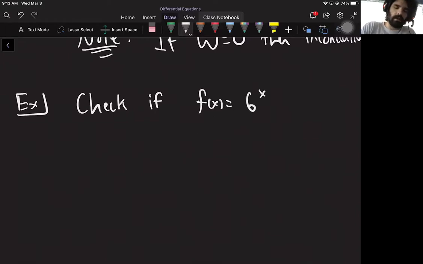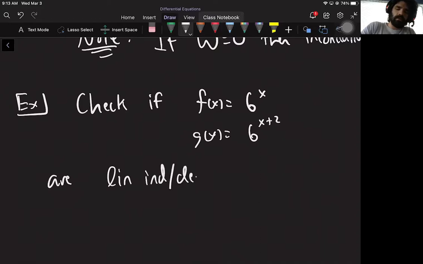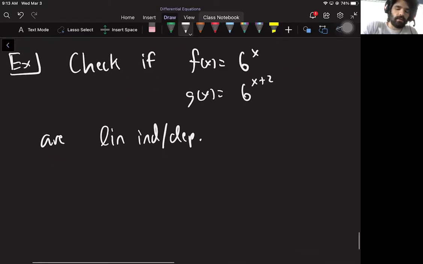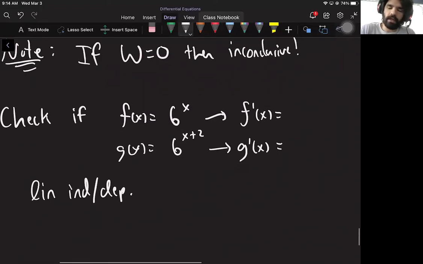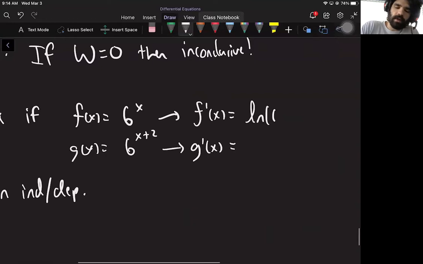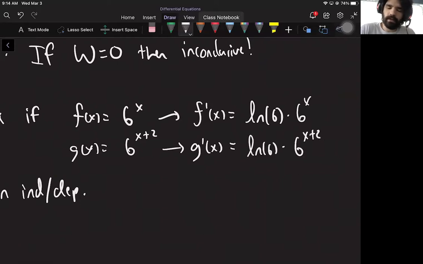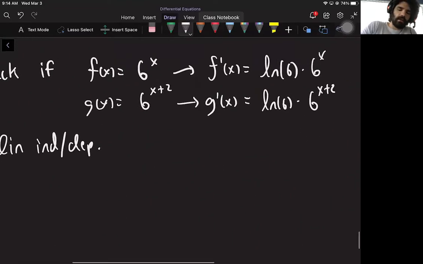Okay, so 6 to the x and 6 to the x plus 2. So let's check if these are linearly independent or linearly dependent. So what I'm going to do is I'm going to calculate the Wronskian. So you might not remember how to take derivatives of things like this. Exponentials where it's not just a power of e. In that situation, you have to multiply by ln of the base and then keep it the same. So those are the derivatives. You might not remember this rule. That's okay.